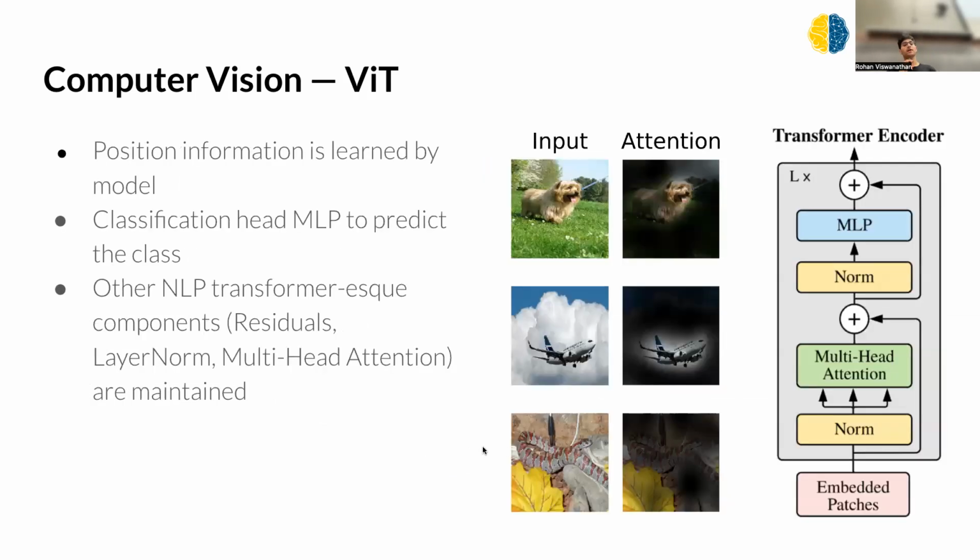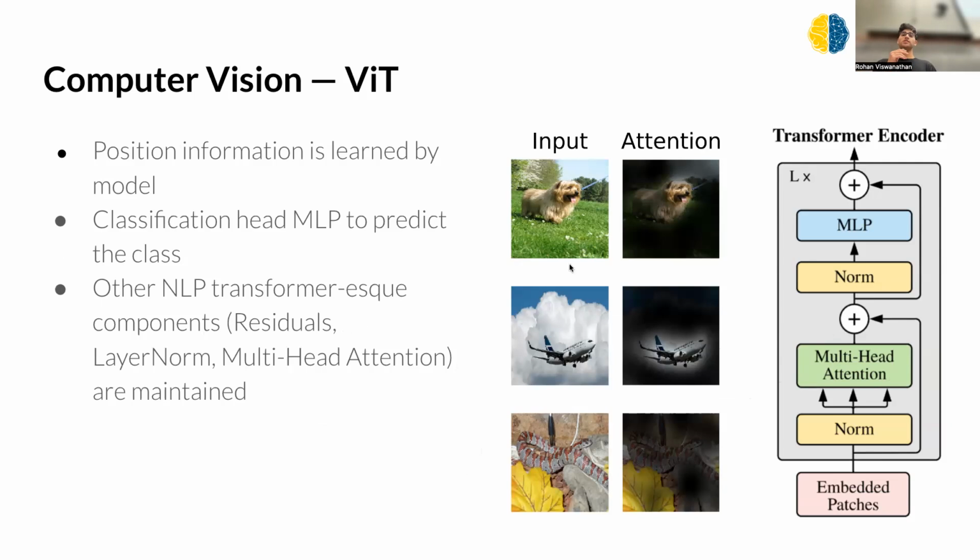Position information in ViTs is learned by the model. And at the end, we talked about this classification head, an MLP, that predicts the class. Other NLP transformer-esque components like residuals, layer norm, and multi-head attention, if you remember this diagram on the right, are maintained, where we do a kind of normalization. If we have multi-heads, we're repeating this process across multiple heads with different QKVs to get a breadth of information and, again, make this more generalizable.